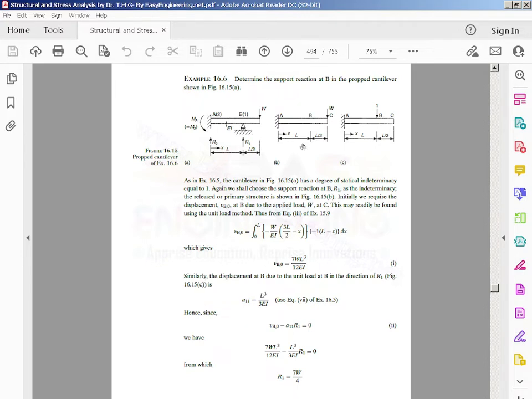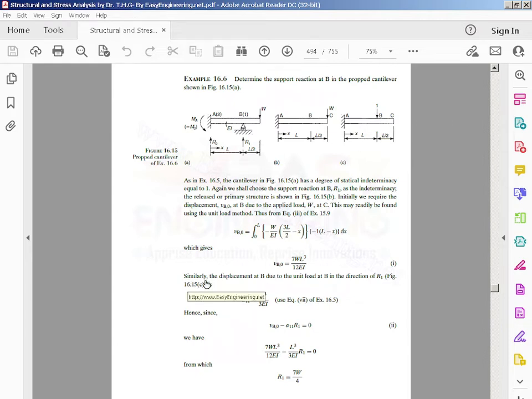So now we've found that, we need to apply a unit load where the support B was, and that should restore the deflection back to 0. So we apply a unit load of 1 and then find out the deflection due to that unit load of 1.